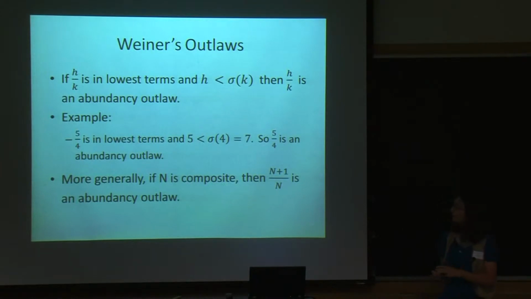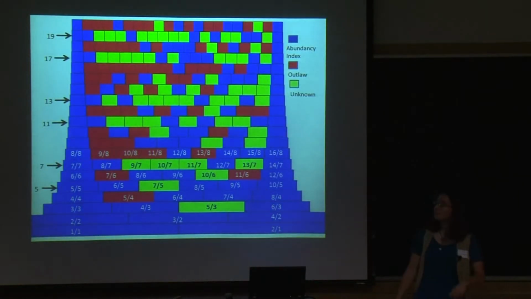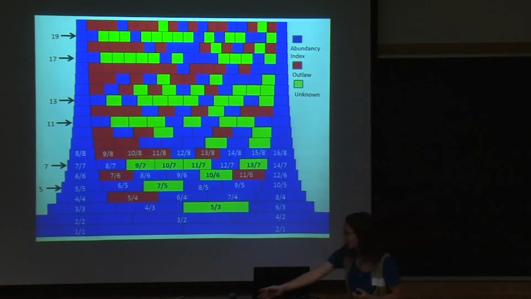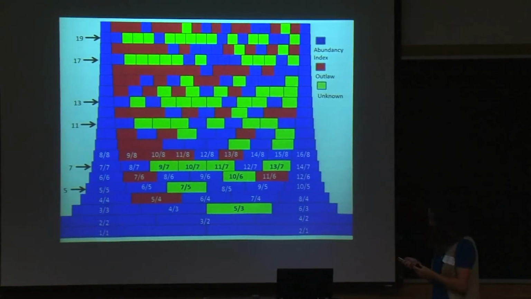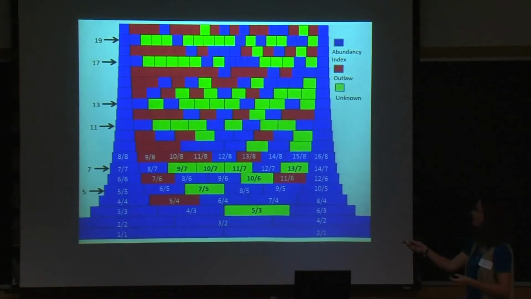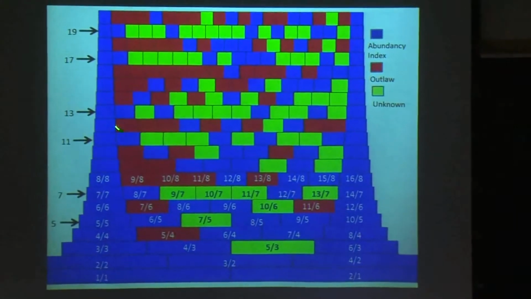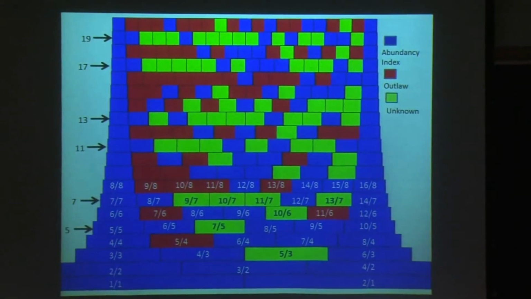In general, if n is a composite number, then n plus 1 over n is an abundancy outlaw. You can check it's in lowest terms, and the sum of divisors of a composite number is bigger than n plus 1. So here's what we get when we color all these abundancy outlaws of this form. And so in the first row over here, after 1, we have all the fractions of the form our number plus 1 divided by the number.